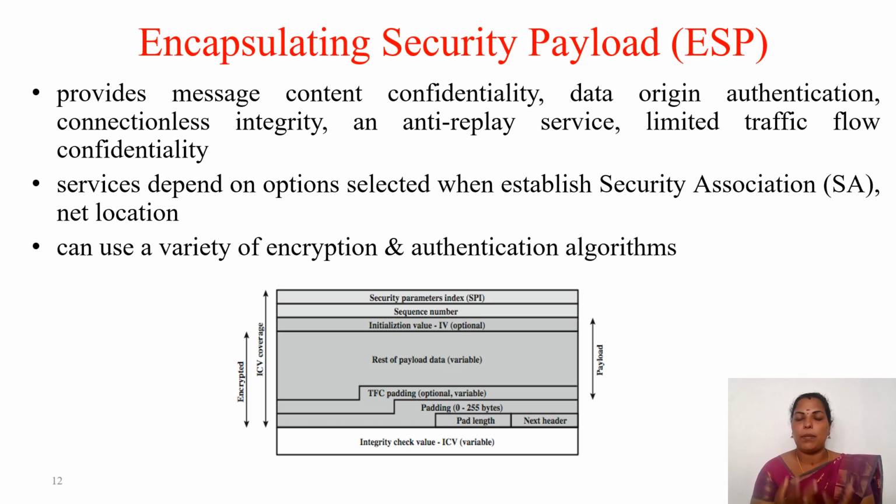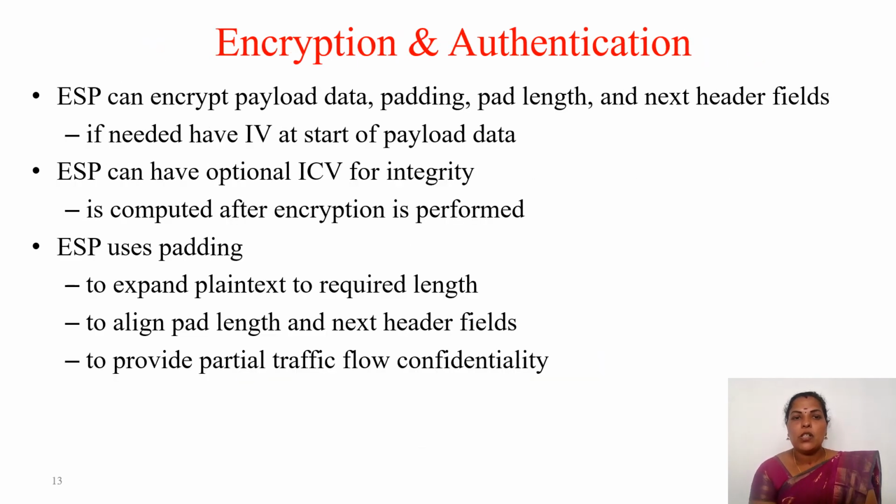Encapsulation, you know the meaning: encapsulating the security payload. Between, we have the payload, then above and below some covering is there. That is called encapsulating security payload. So here we can perform the encryption as well as authentication, and ESP can encrypt the payload data. Then padding is added, so we have to represent the pad length and the next header fields. And because the initialization vector is optional, if needed we have an initialization vector at the start of the payload data, and ESP can have an optional ICV for integrity.